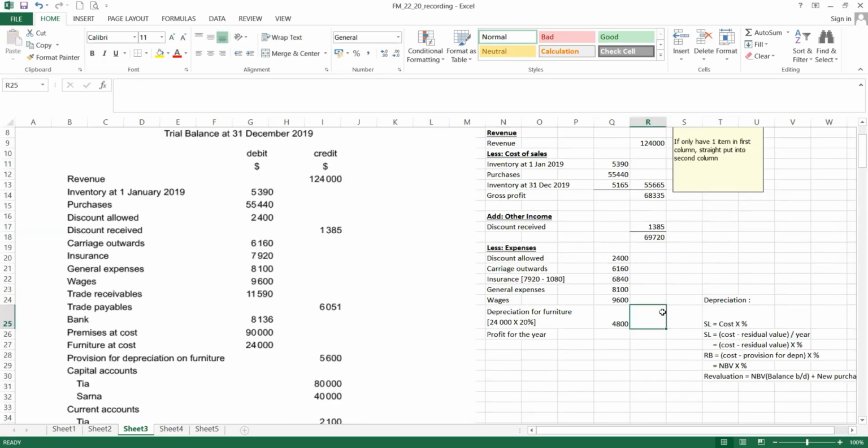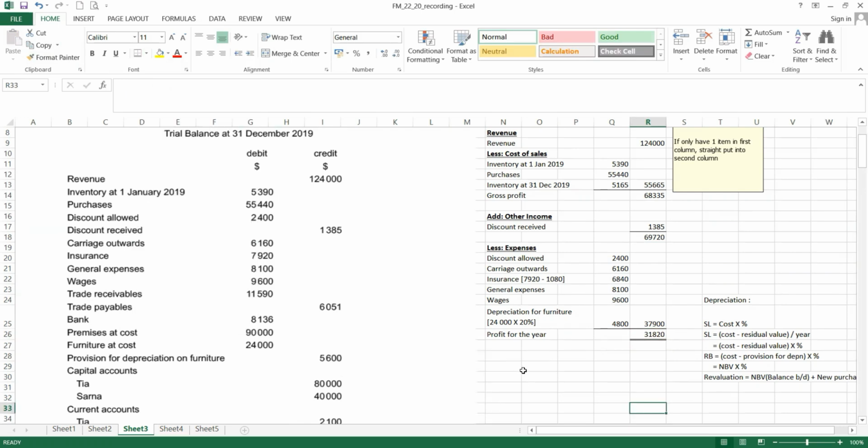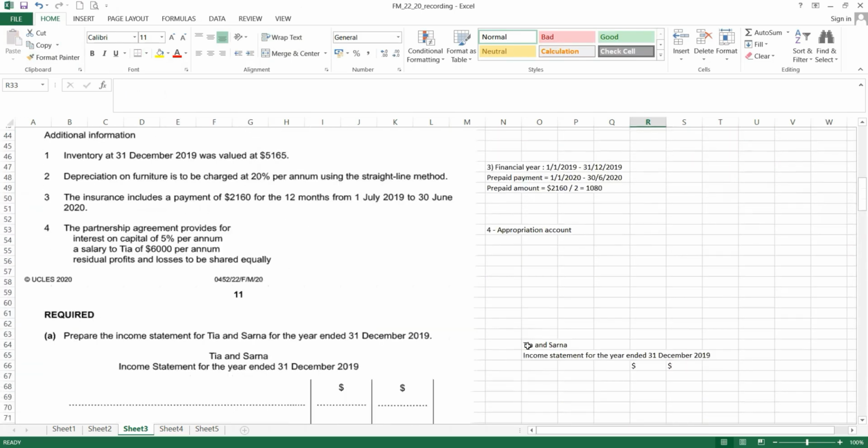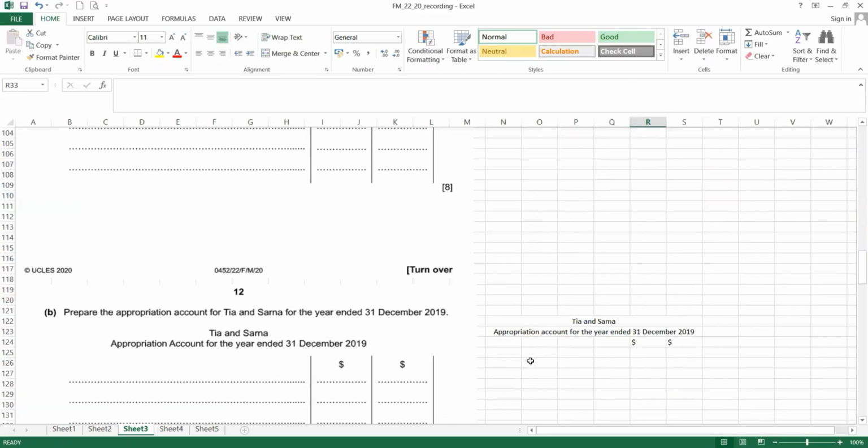Okay, so we subtotal the expenses first. Take this amount minus, okay, we get 31,820. Yeah, the answer is correct. Okay, so far this is the part that we have done. Let's see some more questions related.